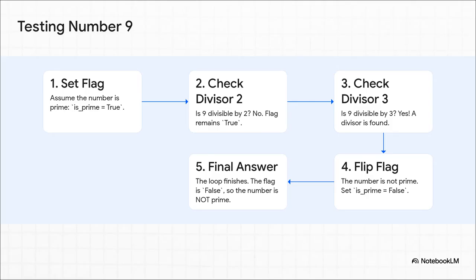Let's trace this with an example. Let's use the number 9. First, our isPrime flag is set to true. The loop starts. Is 9 divisible by 2? Nope, the flag stays true. Okay, next number. Is 9 divisible by 3? Yes, it divides perfectly. The instant that happens, we know it's not prime, so we flip our flag to false. The loop might keep going, but it doesn't even matter. At the end, the code checks the flag, sees that it's false, and tells us the answer, not prime.